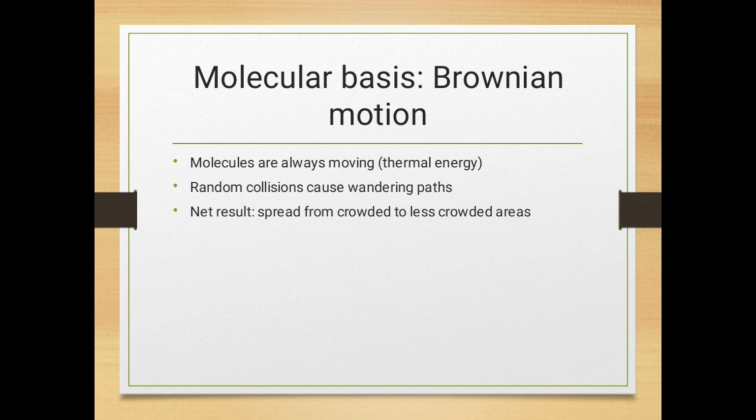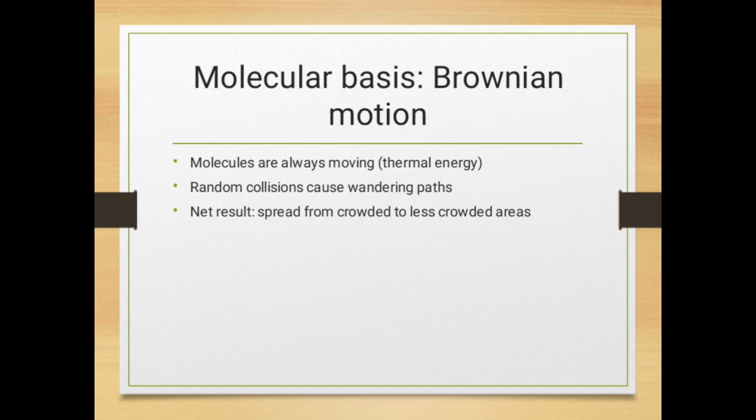Moving to the next slide: molecular basis, or Brownian motion. Molecules are always moving because of thermal energy. Random collisions cause a wandering path, and the net result is spreading from crowded to less crowded areas.